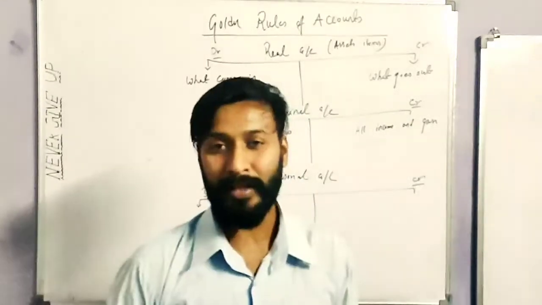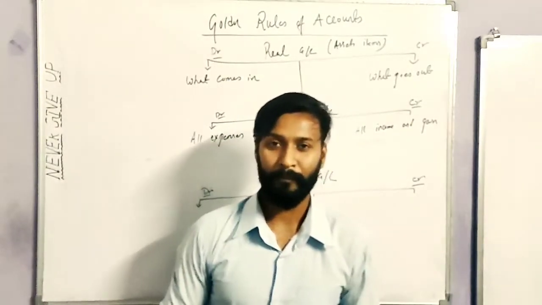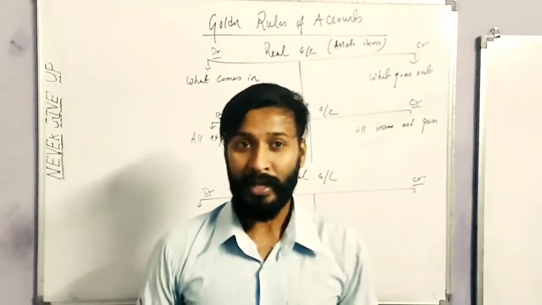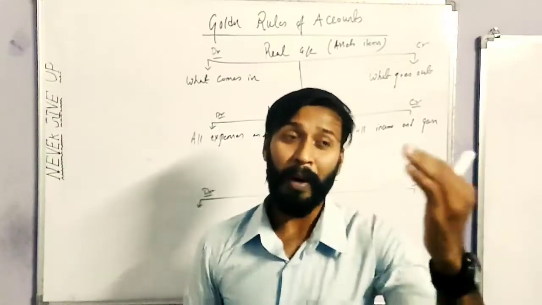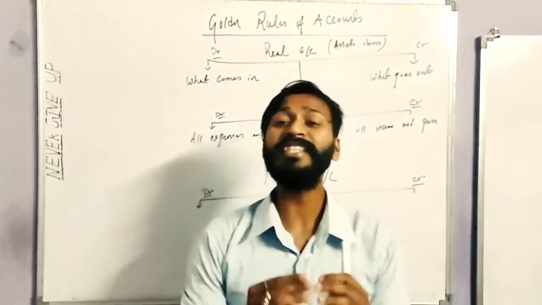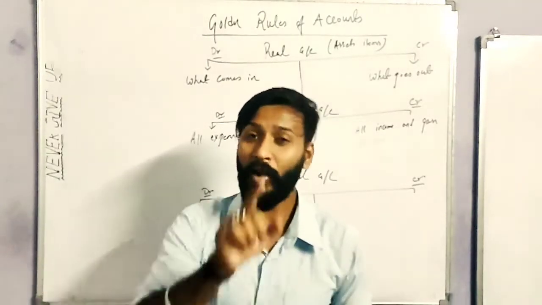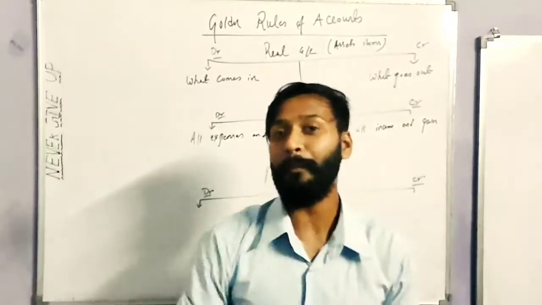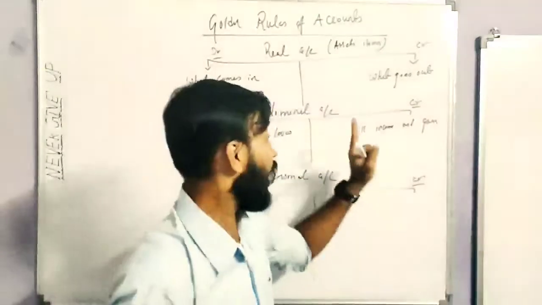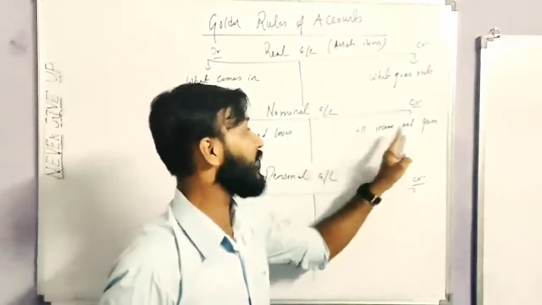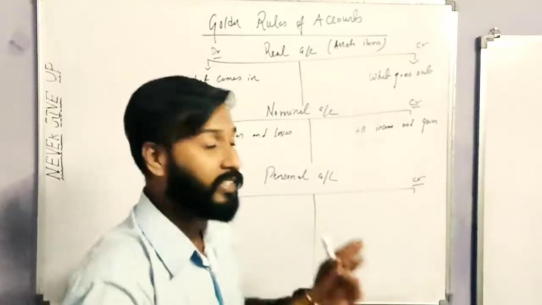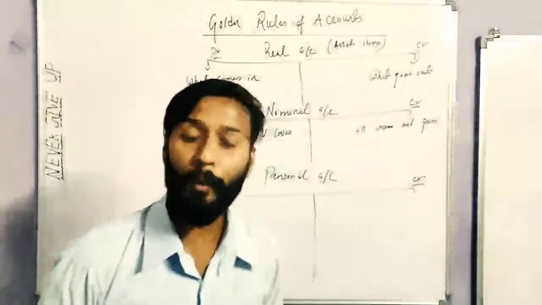For example, discount received. Now, you have purchased a product from outside, and you receive a discount. So, according to you, it is your income. Isn't it? According to you, it is your gain. So, any gain or income, according to the nominal account, will be recorded on the credit side. Understood? So these are the rules of the nominal account.